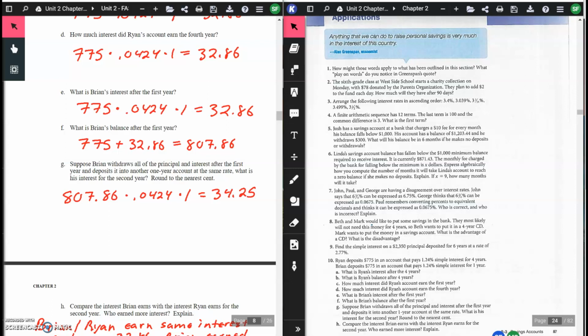So take that money and then reinvest it. So $807.86 times 0.0424, your same interest rate, times 1 for 1 year, gives you $34.25 in interest.